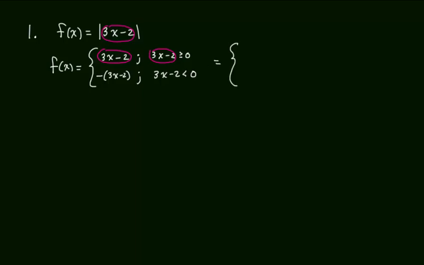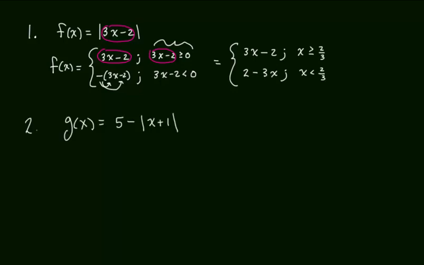Next, I want to simplify, so it's going to equal 3x minus 2, and I'm going to solve this inequality, adding 2 to both sides and dividing by 3. So this is going to be when x is greater than or equal to 2/3. I'll distribute the negative, and I like to put the constant first, so I'll say 2 minus 3x, and that's provided that x is less than 2/3.